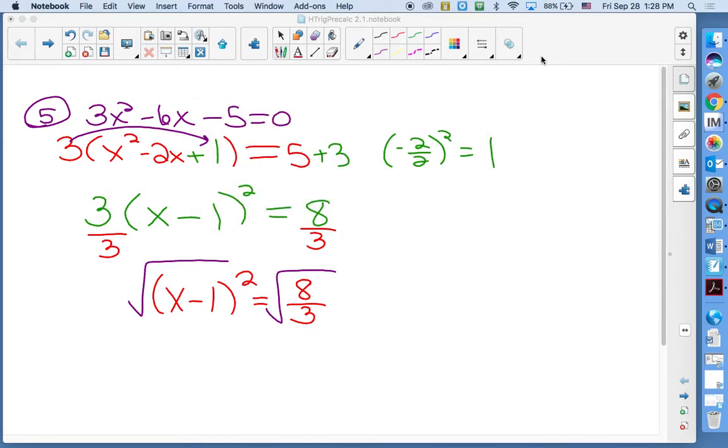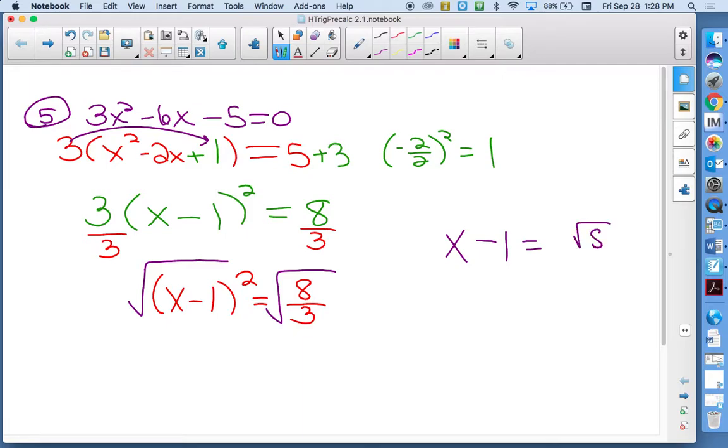Okay, so take the square root of both sides. We end up having x minus 1. And then on this side, we have the square root of 8 divided by 3, which really can be looked at as the square root of 8, separate, and the square root of 3.